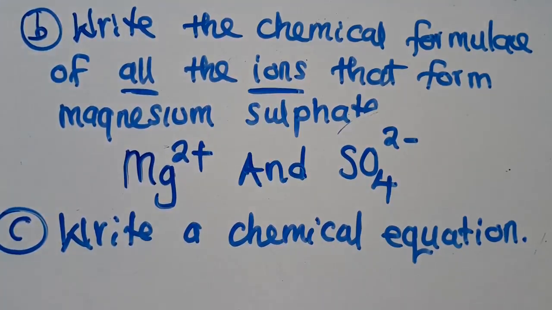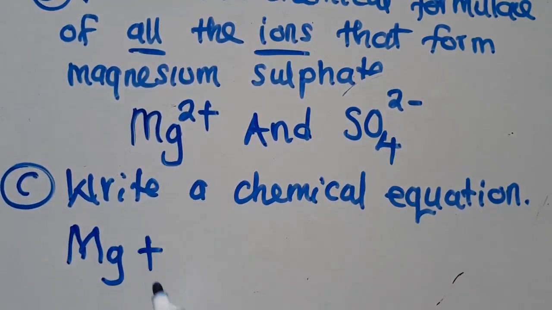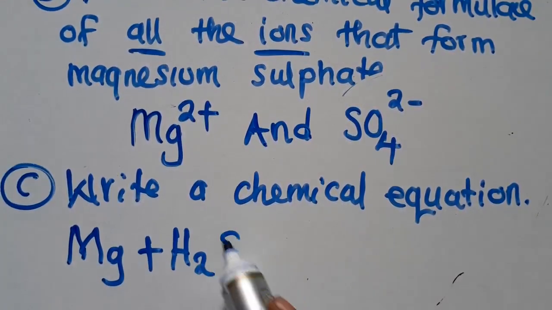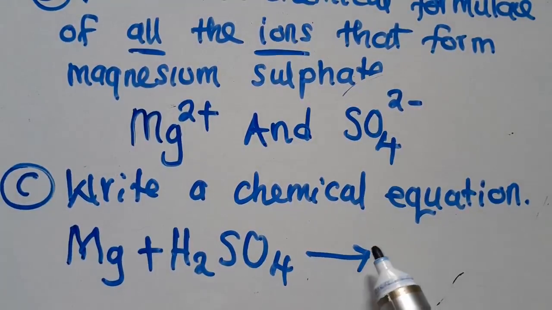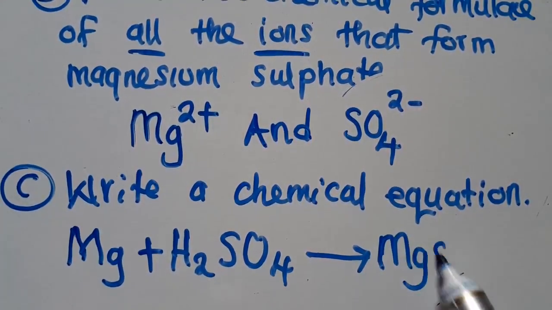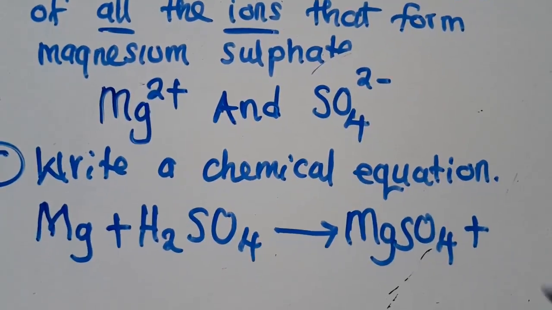How can we write a chemical equation in this case? The chemical equation is between magnesium and dilute sulfuric acid. This is how you are going to write it. This is magnesium, plus dilute sulfuric acid, producing the salt, which is magnesium sulfate, plus hydrogen gas. You are done. So this is what you need to do.